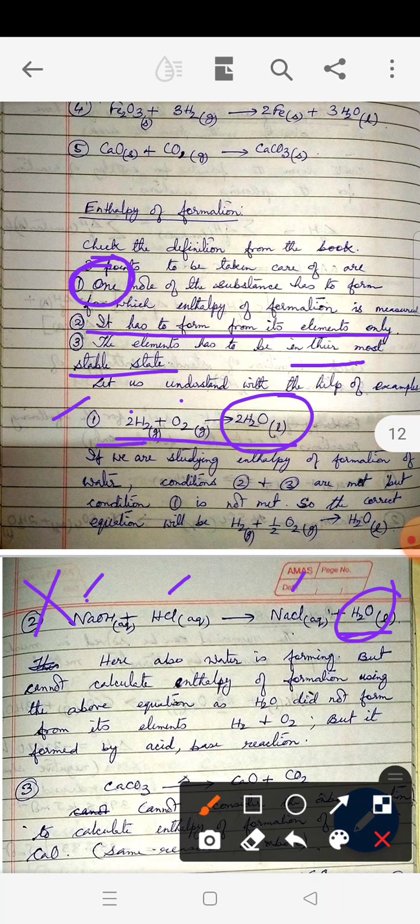So when you divide hydrogen by 2, you get 1 hydrogen. When you divide oxygen by 2, it becomes half oxygen. And when you divide water by 2, it becomes 1 water. So that flexibility we have, we can do that.